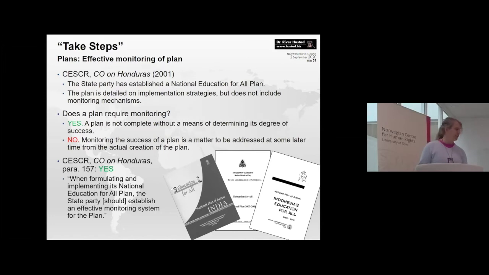Axel has a question. Sorry if I interrupt too much, but yeah. Is the monitoring of economic, social and cultural rights an obligation that stands alone, also outside the plan?